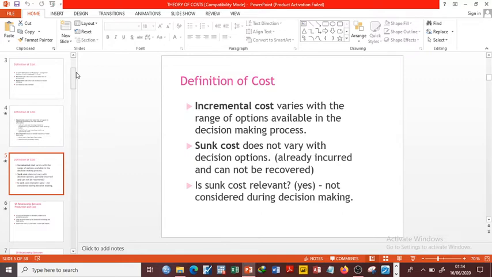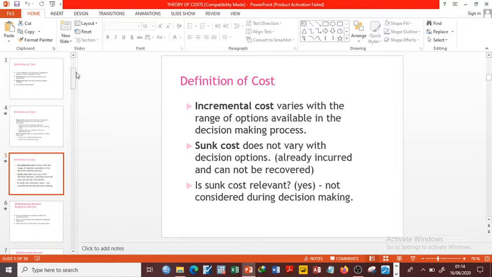Now let's look at incremental costs. Incremental costs are marginal costs. Incremental cost varies with the range of options available in the decision-making process. Incremental costs can also be referred to as marginal costs, and we're going to see what marginal cost means later on.